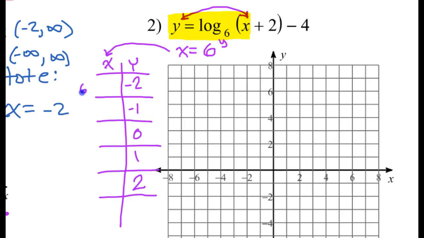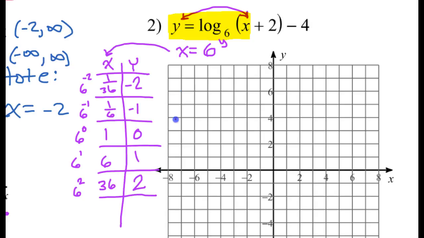So I'm talking about 6 to the -2 power, because I'm doing 6 to the y power. So 6 to the -2 power, 6 to the -1 power, 6 to the 0 power, 6 to the 1 power, and 6 to the 2nd power. Starting from the bottom, 6 squared is 36. 6 to the 1 power is 6. Anything to the 0 power is 1. And then the reciprocals. So this will be 1/6 and 1/36.